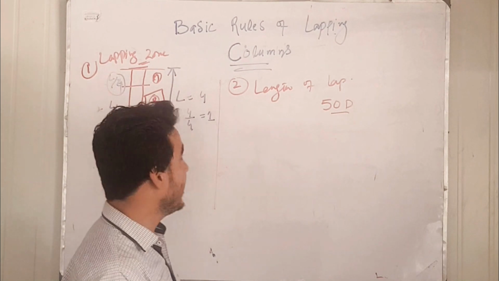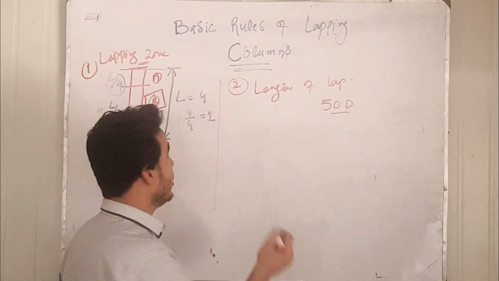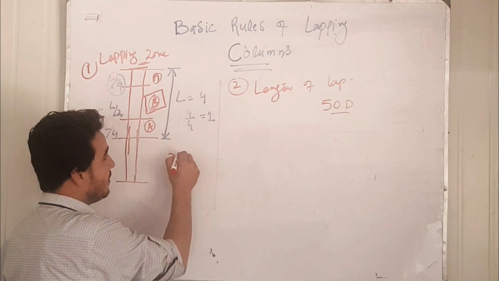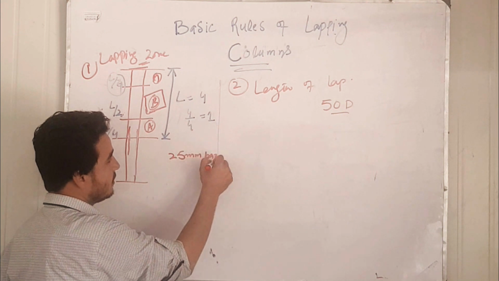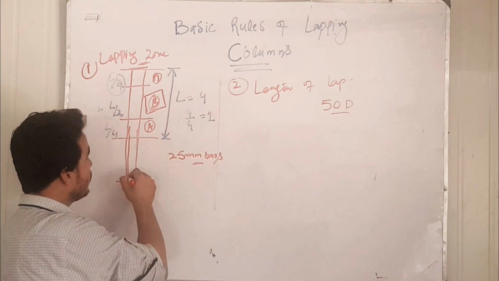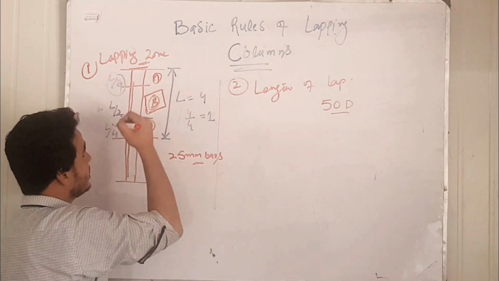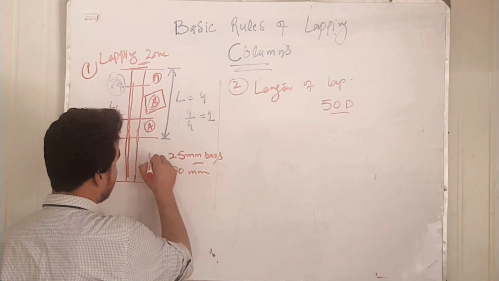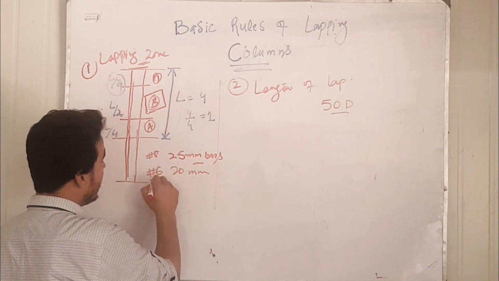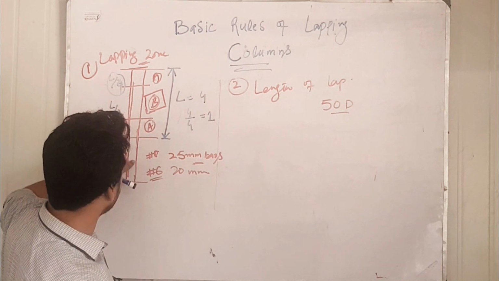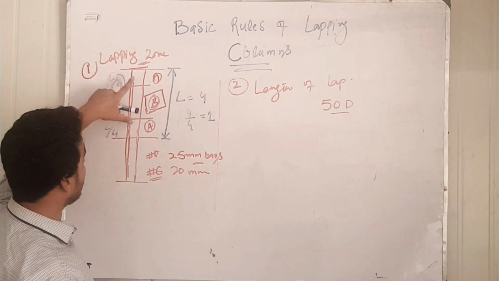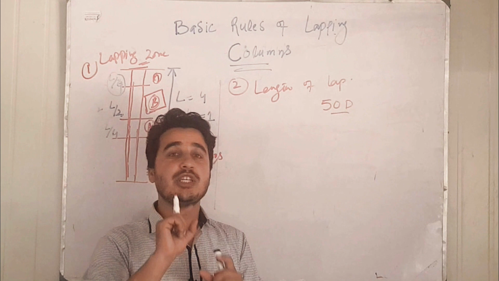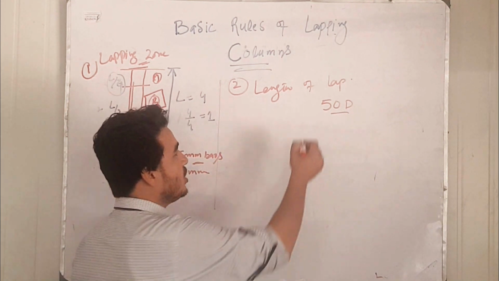Like, let's suppose in a column we have 2 different types of bars. From the bottom story, number 8 bars, that is 25 mm bars, are coming, and here we will have to use number 6 bars, that is 20 mm bars. This is number 8, this is number 6. So from the bottom story, number 8 bars are coming, and from the top story we will have to lap 20 mm bars, that is number 6 bars. So there is a difference between these 2 diameters of bars. So what will be this 50D?